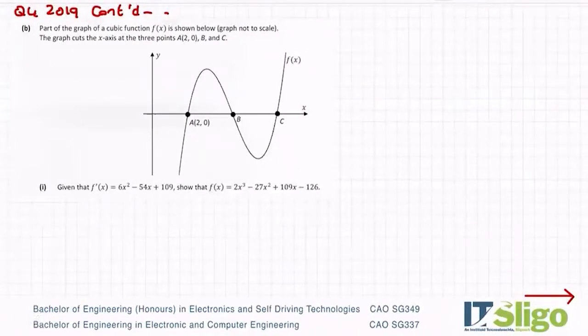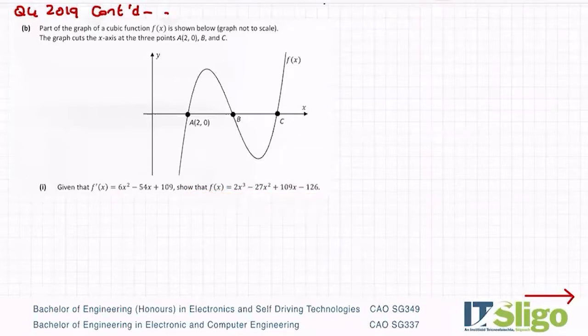Part of the graph of a cubic function f of x is shown below. The graph cuts the x-axis at the point A, 2, 0, B and C. Given that f dash of x, okay, I don't have the original function now, I've got the slope of it, slope of the tangent, or the derivative of it, whatever you want to call it. F dash of x is equal to 6x squared minus 54x plus 109. Show that the original function f of x is equal to 2x cubed minus 27x squared plus 109x minus 126.